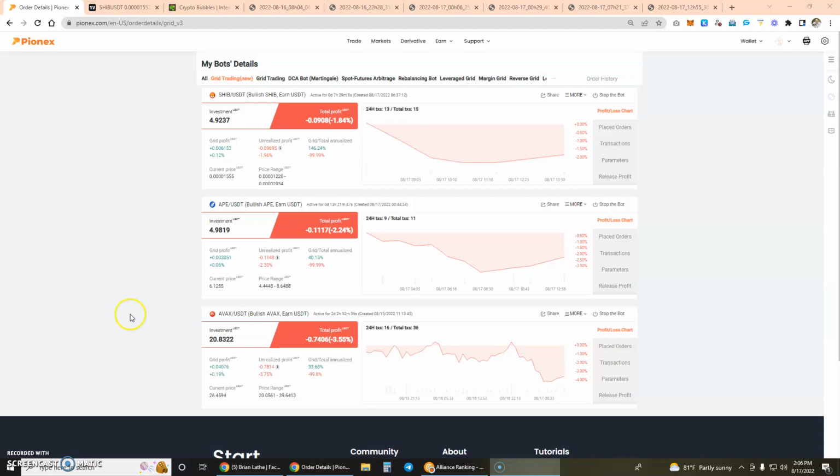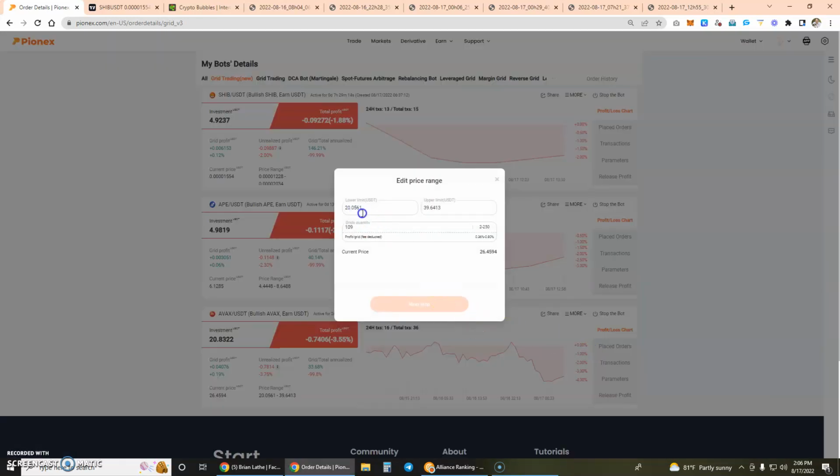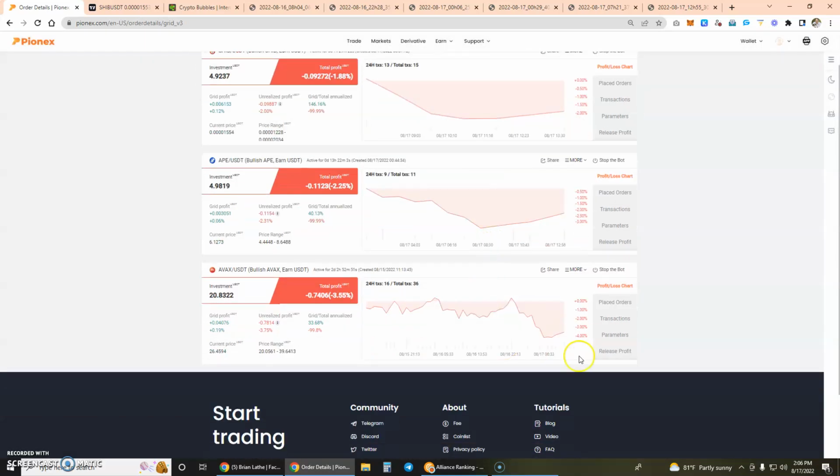So what I've learned especially is to come in here under More and then click this Edit Price and then work with this lower and upper limit as well as a little bit with the grid quantity. Okay? And then I've also learned how to go in here under parameters and set a stop loss and a take profit.